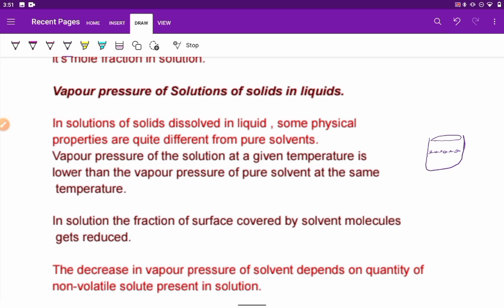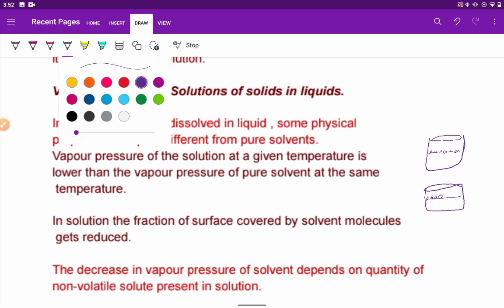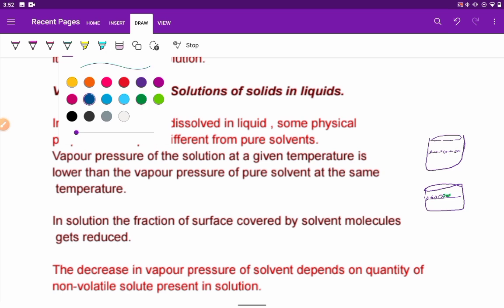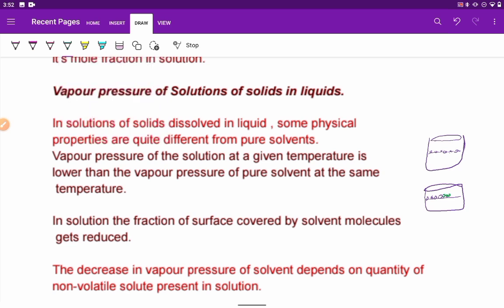Now when we are adding a solute, what happens? You see, this will be the situation. This is the solution in which some of the molecules will be of the pure solvent, but at the same time some molecules will belong to the non-volatile solute, which I am marking with a green color. So these are non-volatile. So there is a good mixture. There are molecules of the pure solvent as well as that of the non-volatile solute.